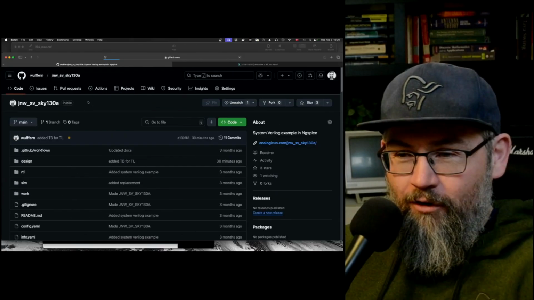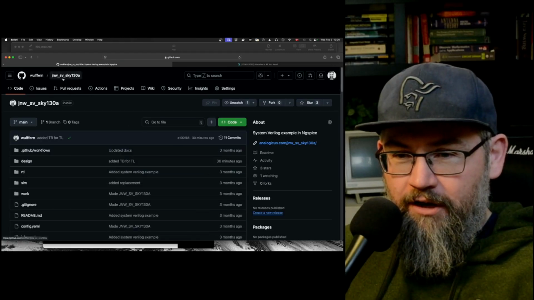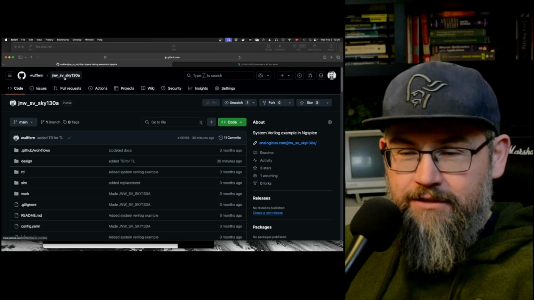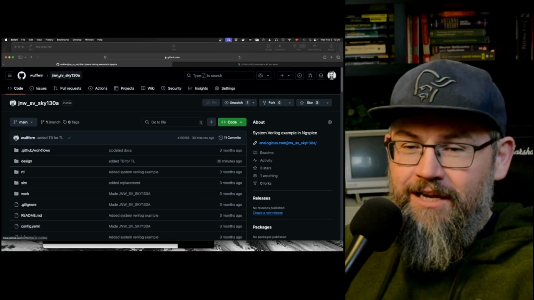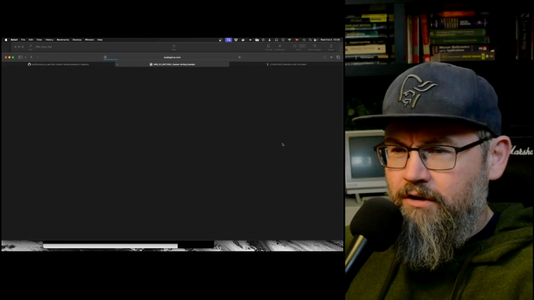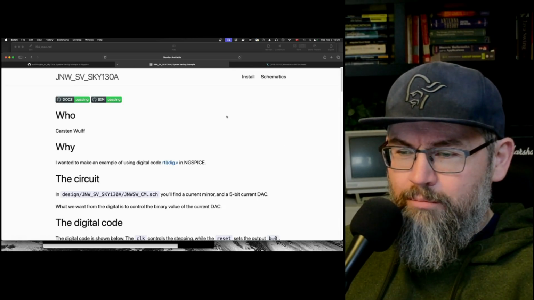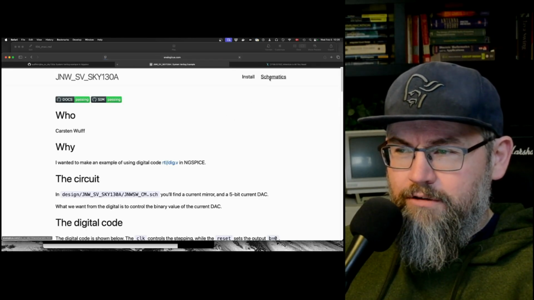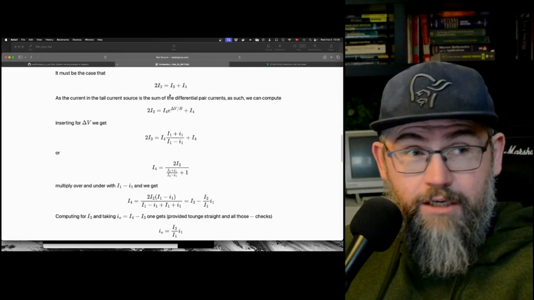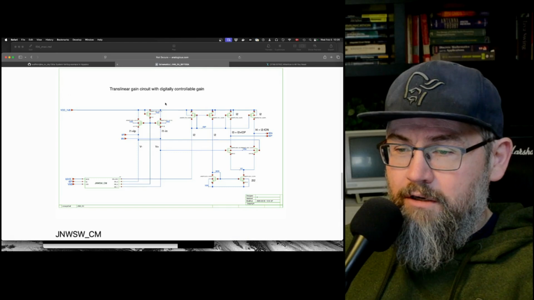So on my GitHub page, I have made a Janeway_SW or SV. It's actually a SystemVerilog example. I have a different video on that. But inside there, I also played around with translinear circuits. There's a couple of translinear circuits in there. I go through the explanation of how it's done.